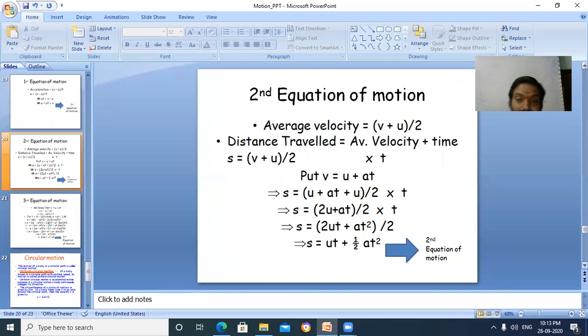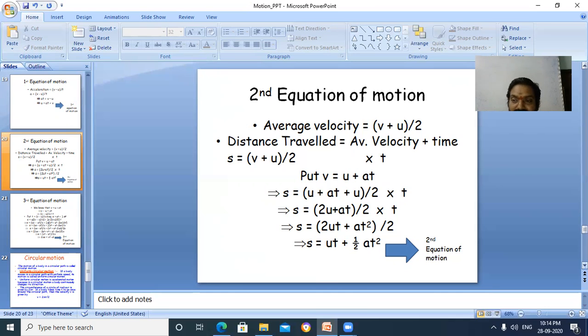Distance is equal to average velocity into time, because average velocity is equal to distance by time. So distance is equal to (u plus v) by 2 into t. If you represent the final velocity in terms of the initial velocity, v is u plus at, so distance is (u plus u plus at) by 2 into t. That is (2u plus at) by 2 into t, that is 2ut by 2 plus half at square. So 2ut by 2 comes to ut only.